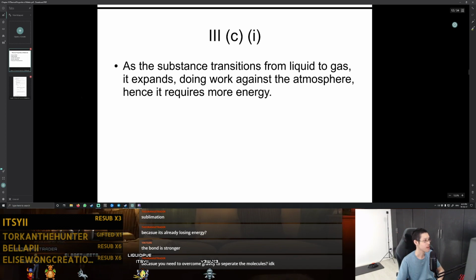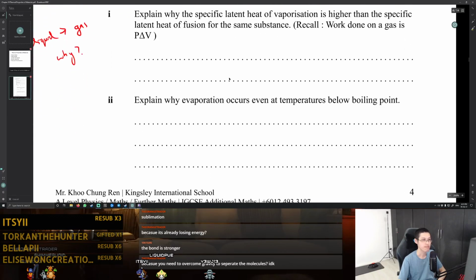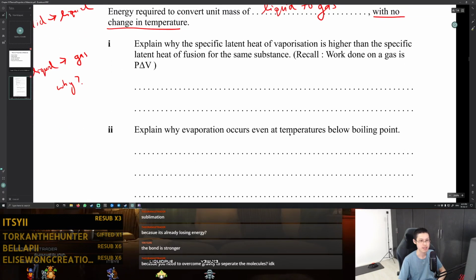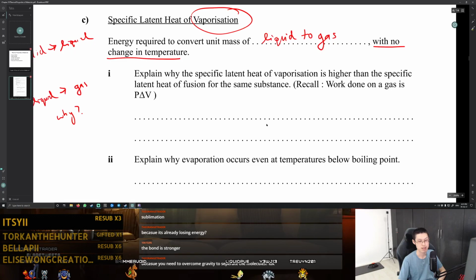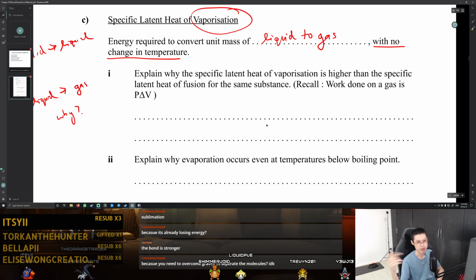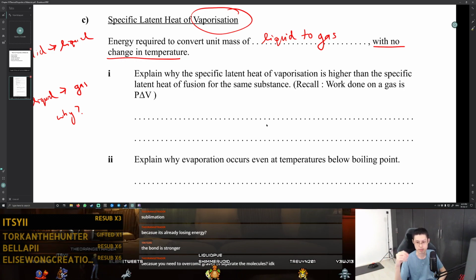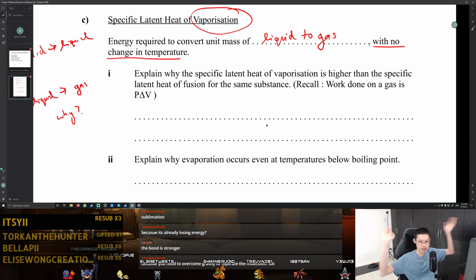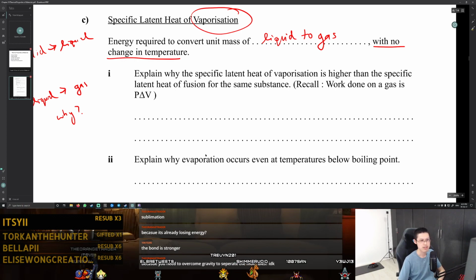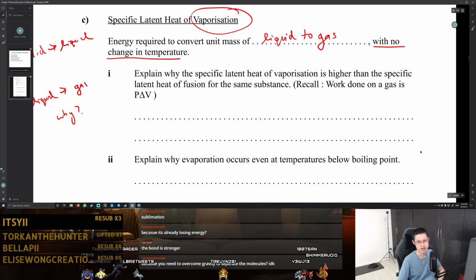Okay, let's continue. So, explain why evaporation occurs even at temperatures below boiling point. So, we know that these liquid particles become gas particles because you have supplied enough energy and then it breaks free from the surface of the liquid and becomes a gas particle, right? So why is it that evaporation occurs even at temperatures below the boiling point?